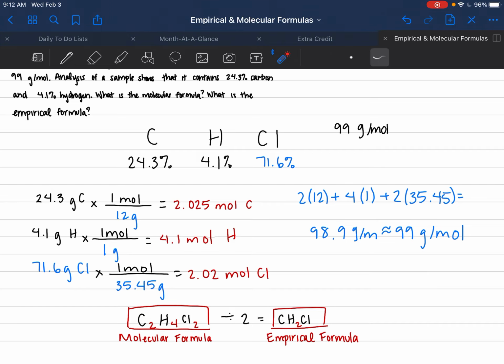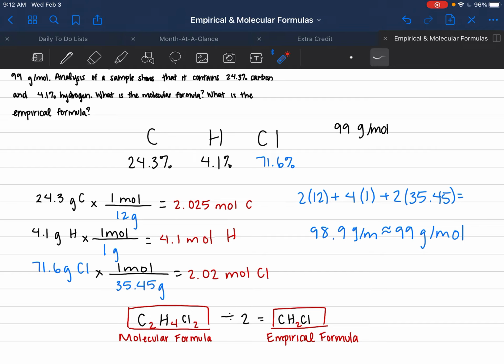This isn't perfect, but we can at least try to figure out if this is what we get. So for example, if I say that I have 2 moles of carbon, if I think that subscript should be 2, I'll do 2 times that molar mass for carbon, which is 12, plus 4 for hydrogen times the molar mass, plus 2 for chlorine times that molar mass, and it should add up to the total, which they told us was 99 grams per mole. Notice I get 98.9 grams per mole. That is almost exactly what I wanted, so I can assume that that is correct.